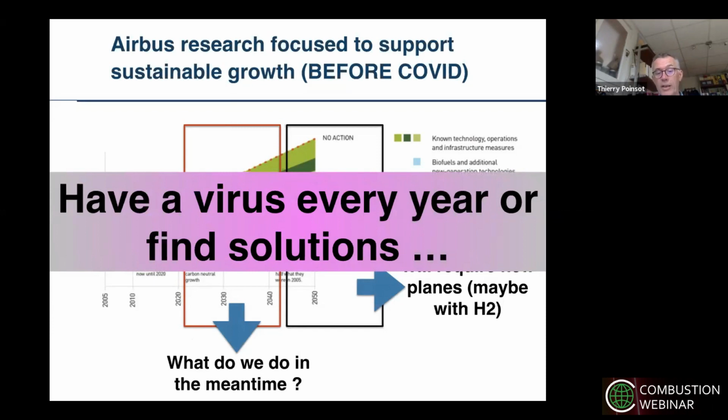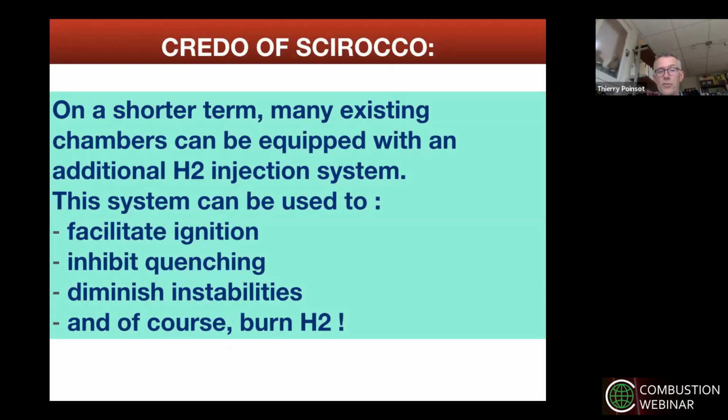You have a virus every year, which is not the solution that we would like to have, or you have to find solutions. So one solution would be to equip existing chambers with additional H2 injectors and to use these systems to simplify or facilitate ignition, limit quenching scenarios, and especially allow you to run much leaner, because that's one of the reasons why we don't work leaner in those flames: we absolutely want to avoid quenching. We could also diminish instabilities. And of course, at the same time, we would use this hydrogen that we have.